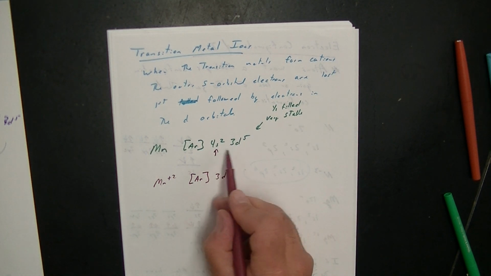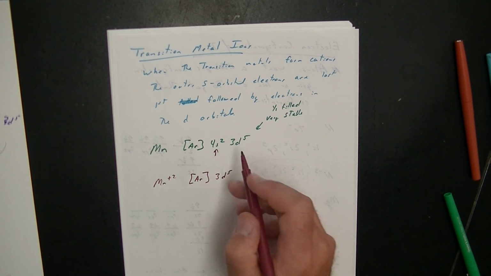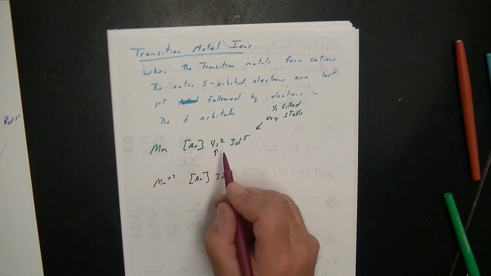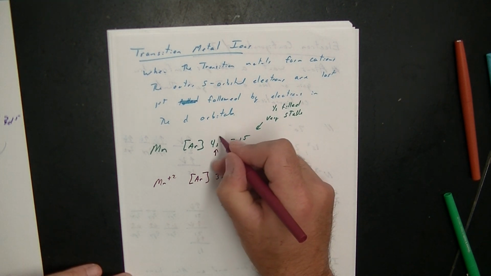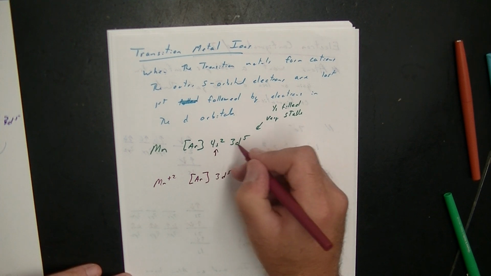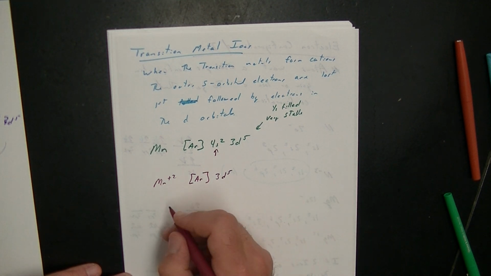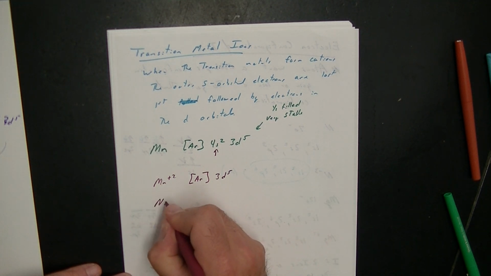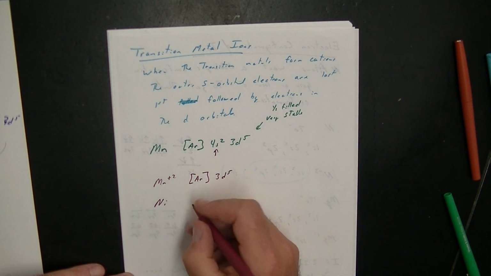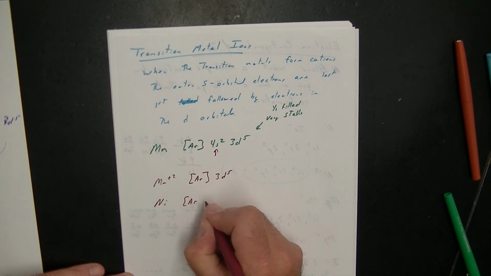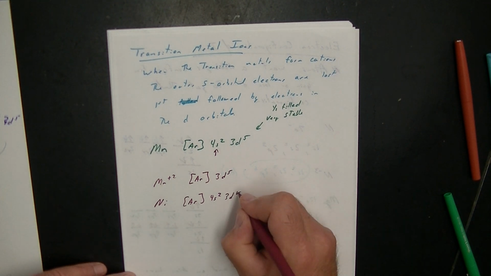Now remember, the 4s and the 3d orbitals are really close in energy. The amount of energy that they have is not exactly the same, but they're pretty close. So in the transition elements, they tend to lose the outer s orbital electrons before they start losing them out of the d. So let's look at nickel. Nickel has an electron configuration of Ar 4s2 3d8.